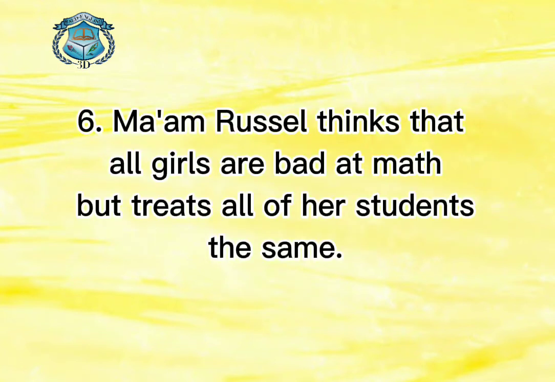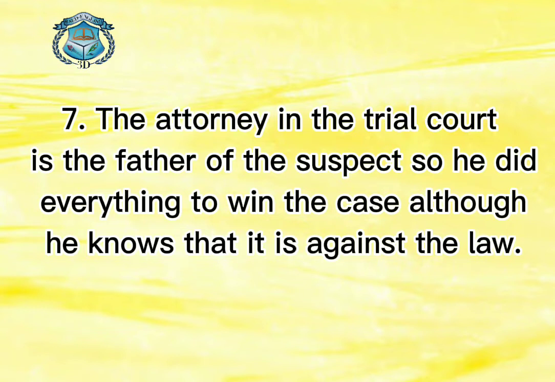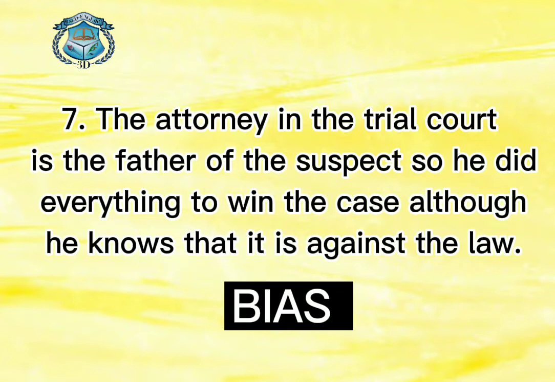Number 6. Ma'am Russell thinks that all girls are bad at math but treats all of her students the same. The answer is prejudice. Very good. Number 7. The attorney in the trial court is the father of the suspect, so he did everything to win the case although he knows that it is against the law. The answer is bias. Very good.